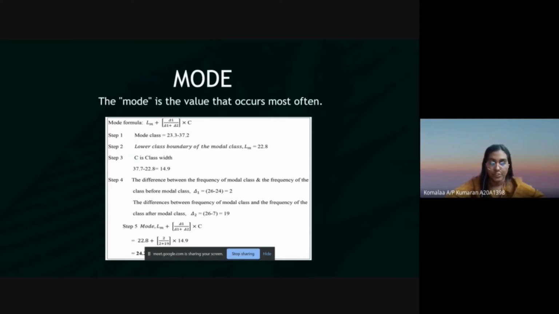The next is mode. Mode is the value that occurs most often. There are 5 steps. Step 1 is to find the modal class, that is 23.3 to 37.2. Step 2 is the lower class boundary of the modal class, that is 22.8. Step 3 is the class width, that is 14.9. Step 4 is the difference between the frequency of the modal class and the frequency of the class before the modal class, that is first difference is 2, second difference is 19. So step 5 is the calculation. So the mode is 24.22.